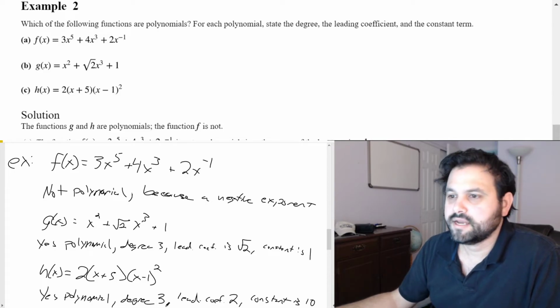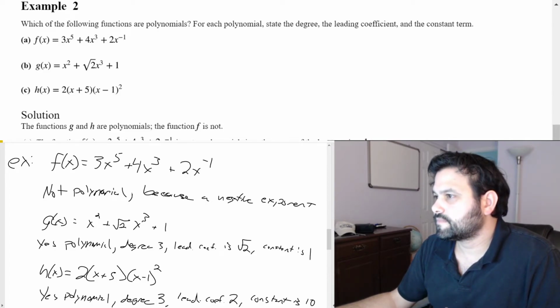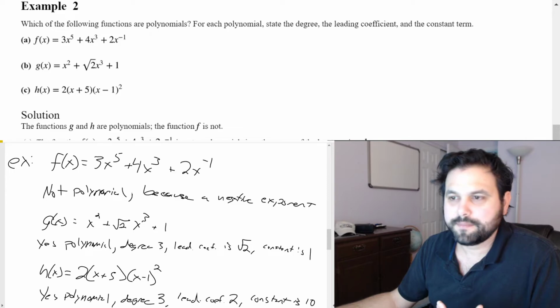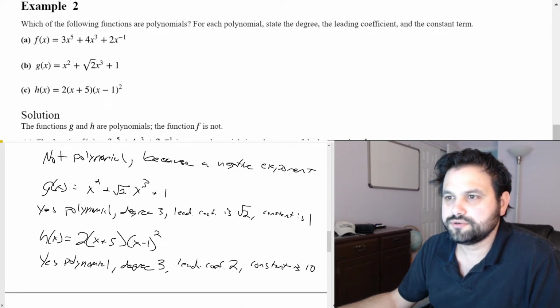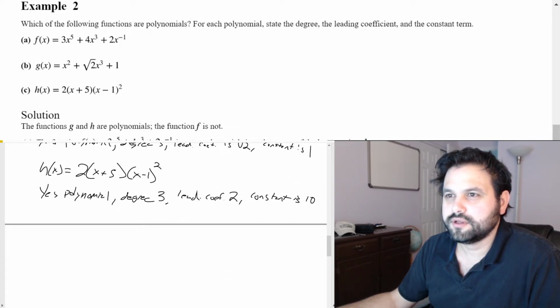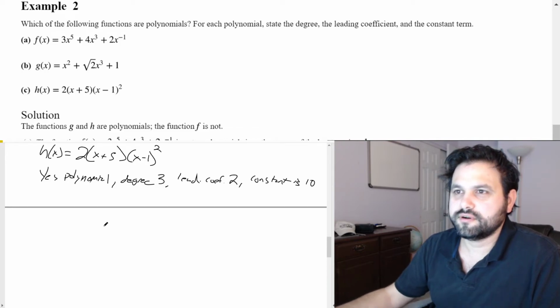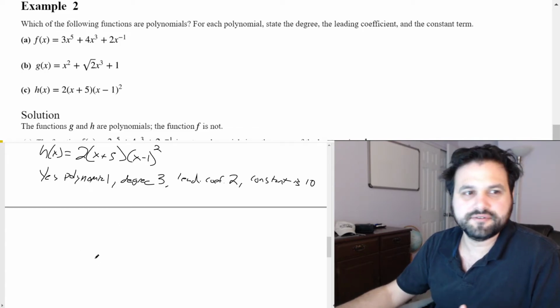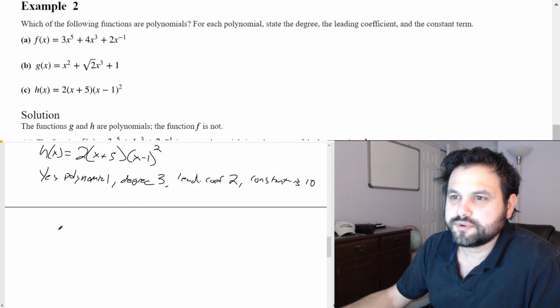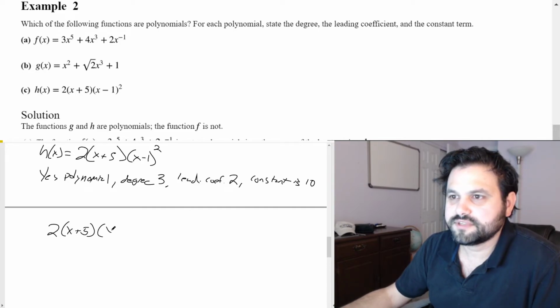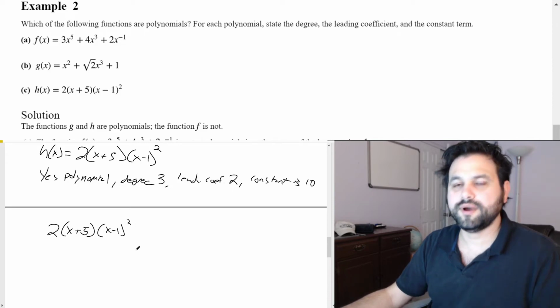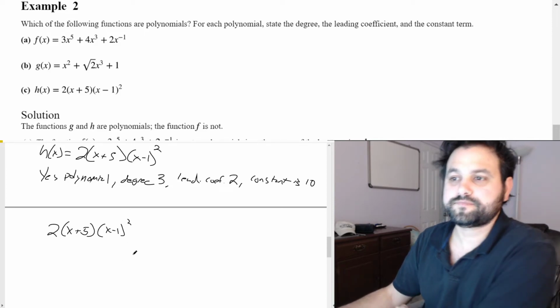Okay? So, there's example 2. I think I might actually take this time to review, let's actually go over how to expand this. Let's write this in standard form, okay? So we have 2 times x plus 5 times x minus 1 squared. Let's go ahead and expand this.